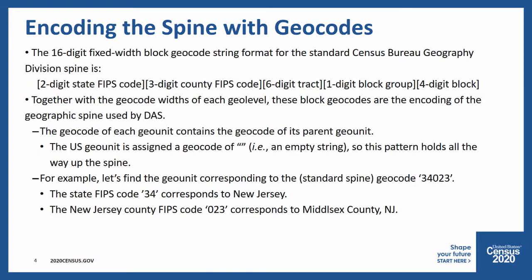So suppose we were given this geocode, and we're trying to figure out which geo unit this corresponds to. First of all, we can look up the state FIPS codes. Those are just available online. Going to the format string here, that would be a 2-digit code. And we can figure out just from looking at the state FIPS codes that the 34 corresponds to New Jersey. Okay, and then we can look at the New Jersey County FIPS codes and find that 023 corresponds to Middlesex County. So this geocode as a whole corresponds to Middlesex County, New Jersey.